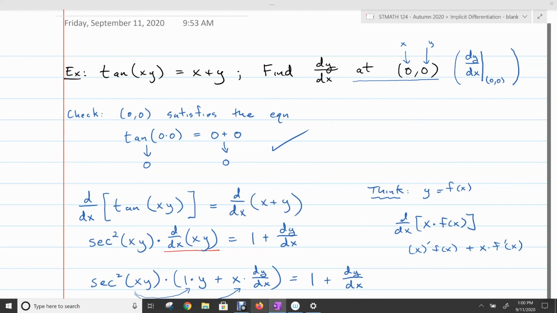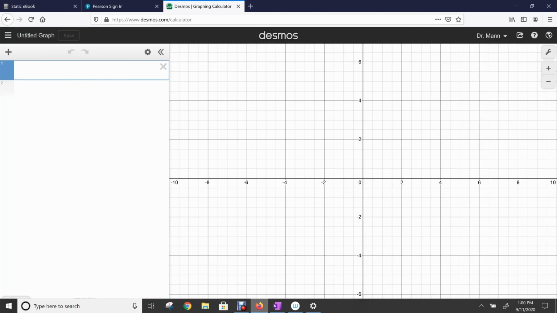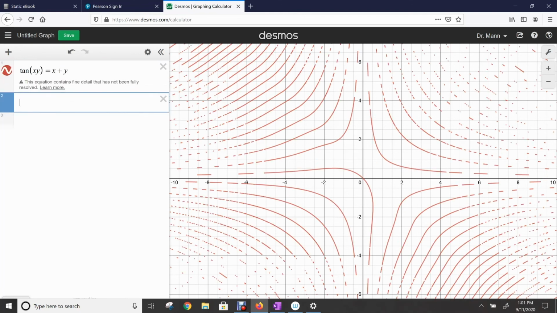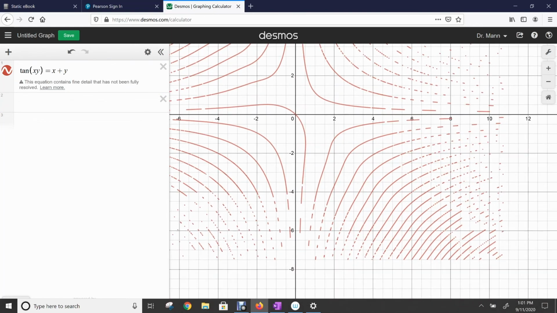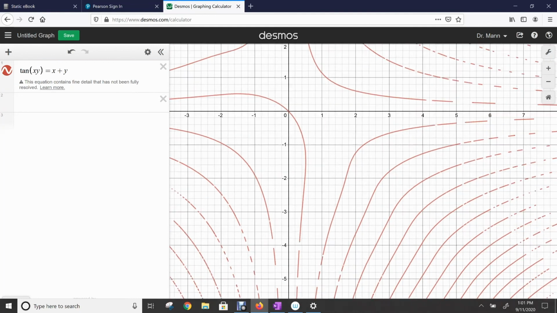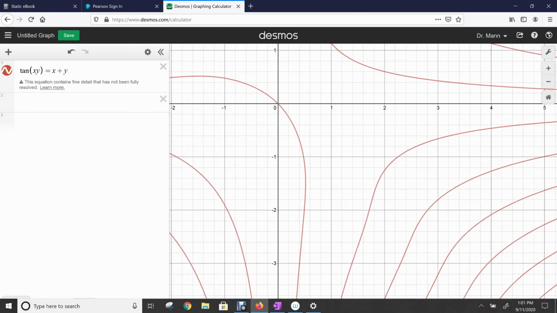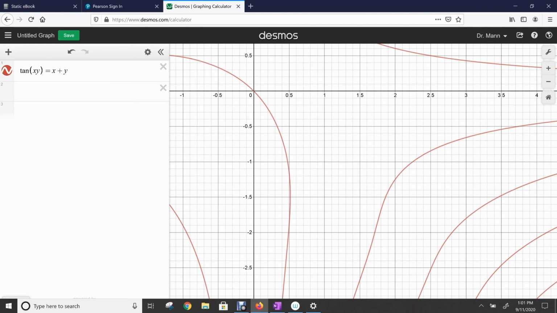So let's see what happens on Desmos here if we punch in tangent of xy equals x plus y. Holy smokes, look at this graph. It's not even just one curve, it's sort of a foliation of curves. And we were interested in what was happening at the point (0, 0), though, so let me zoom in around that point. So around that point, the curve looks like that.